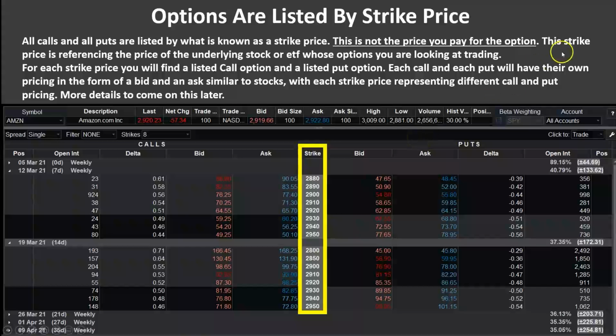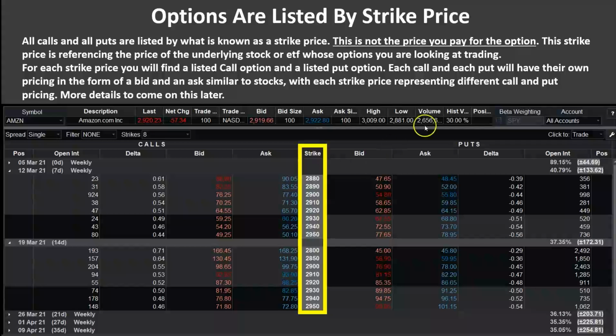So the strike price is actually referencing the price of the underlying stock or ETF whose options you are looking at trading. As I mentioned, for each strike, you'll find a listed call option and a listed put option. Each call and each put will have their own pricing in the form of their own bid and ask, very similar to how stocks are listed, with each strike price representing a different call and a different put pricing.